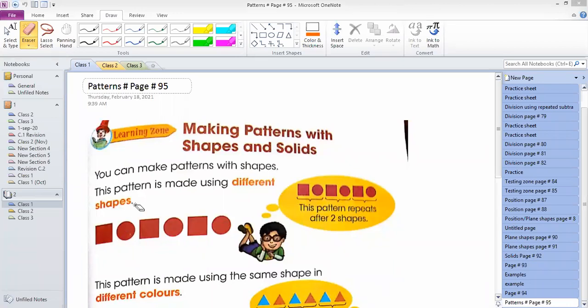After these two shapes, the pattern is repeated. If I ask you after the circle, which shape will come next, you will say, sir, it will be square. How? Because you know that in the pattern after circle the pattern repeats and there will be a square.